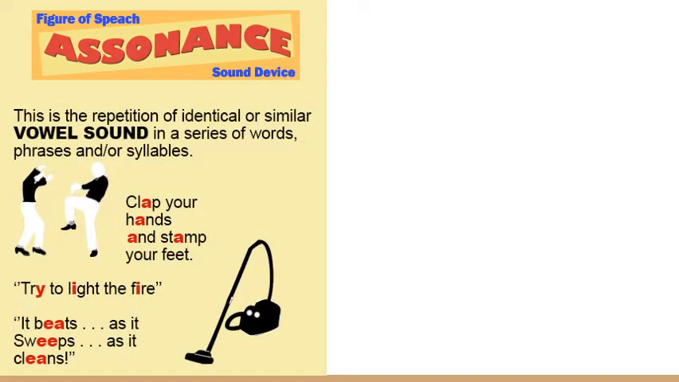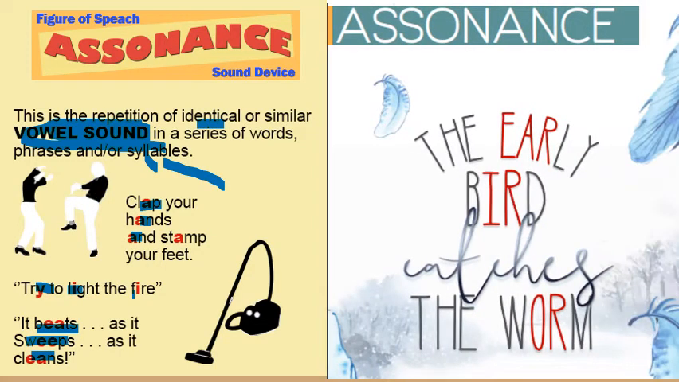Right, our second sound device that we are going to look at under figures of speech is assonance. This is the repetition of an identical or similar vowel sound. Again, see there, the sound is important. So clap your hands and stamp your feet, or try to light the fire. It beats as it sweeps, as it cleans. Another example, the early bird catches the worm.